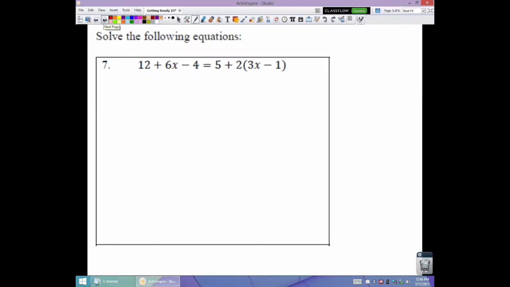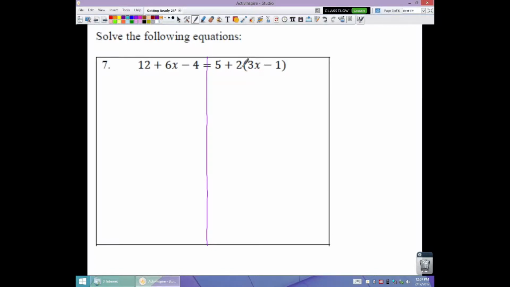And then we've got 4 equations to actually practice solving. So our first step should be to simplify each side on its own. Simplify can mean 2 things. It can mean distribute and/or combining like terms.